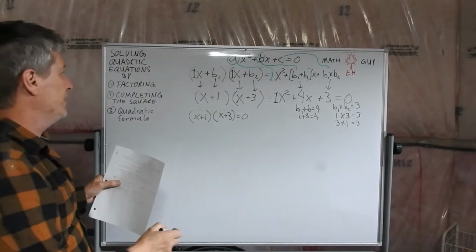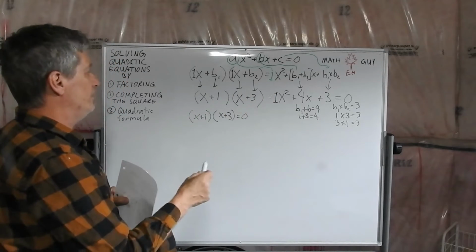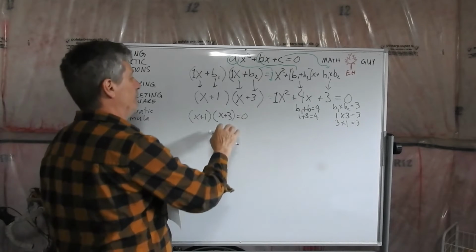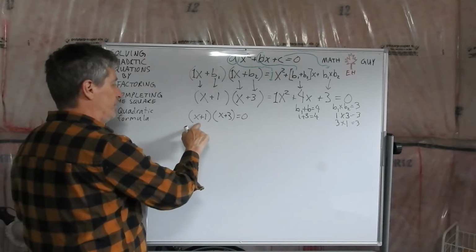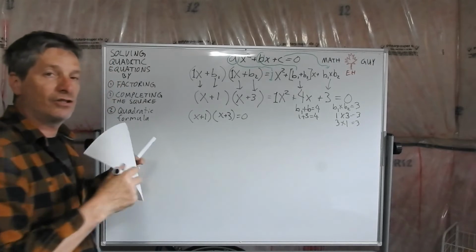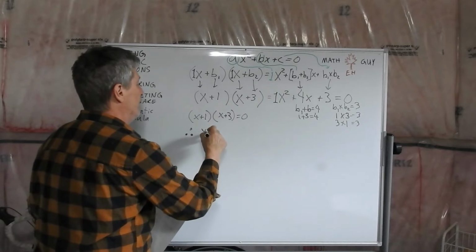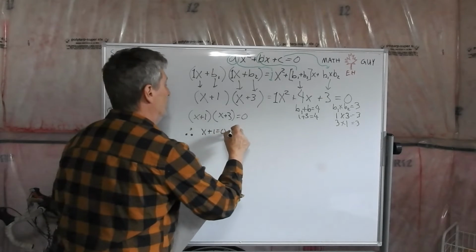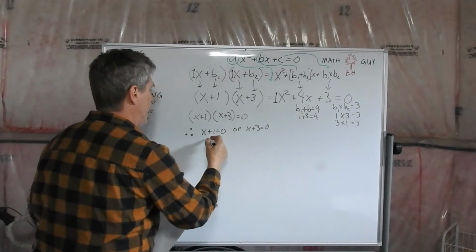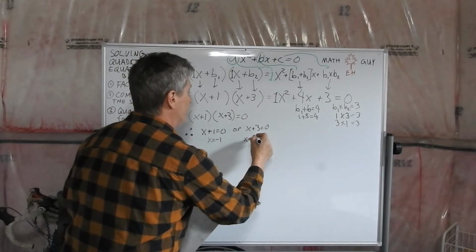What is the answer? Well, with a quadratic equation, you always have two solutions. And I hope you can see that this term times this term equals 0. If this term equals 0 or this term equals 0, when you multiply them together, it's going to be equal to 0. So it's very easy to solve this. You can have x plus 1 equals 0, or x plus 3 equals 0. And that would mean x is equal to negative 1, or x is equal to negative 3.